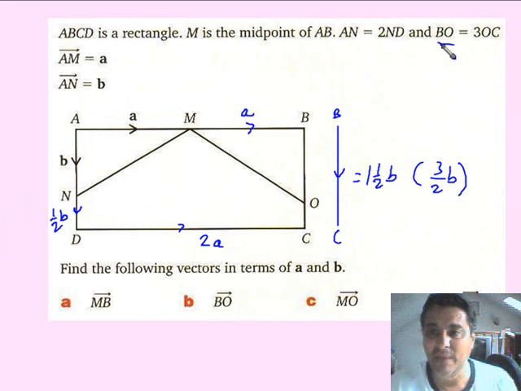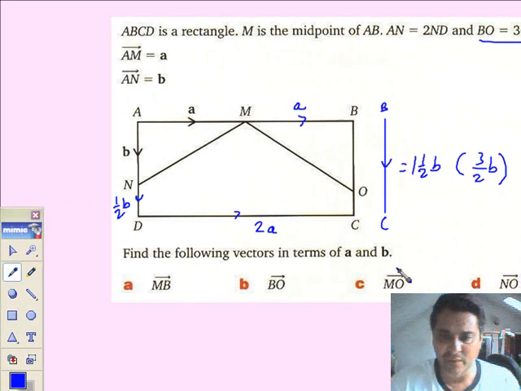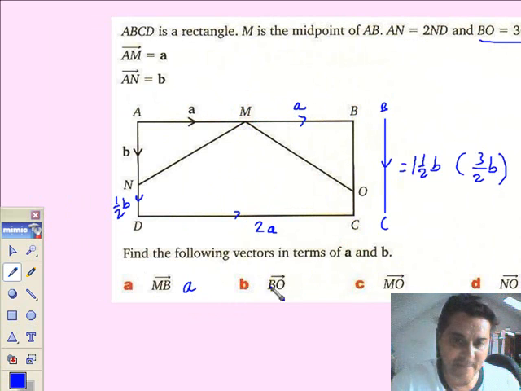This will come into play quite significantly, I'm sure. But anyways, take it one at a time. Find the following vectors in terms of a and b. M to B, well, that's very easy, we've just done it. M to B is vector a.